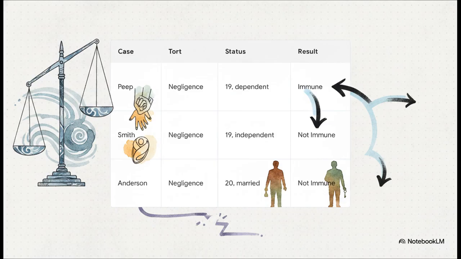Let's introduce 3 more cases: Peep, Smith, and Anderson, which forces us to account for adult dependency. All 3 of these are negligence cases involving adults, but the results are split. In Peep, a 19-year-old dependent living at home results in parental immunity, but in Smith and Anderson, where the adults are self-supporting or married and living away, the father is not immune. The pattern shifts again, and suddenly our previous rule is way too narrow to capture these new facts.